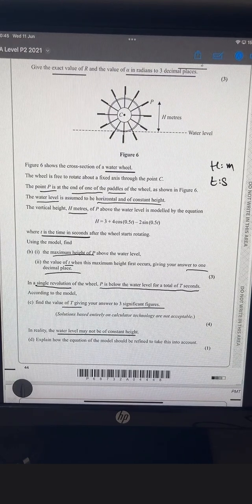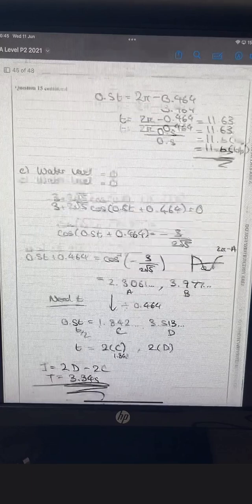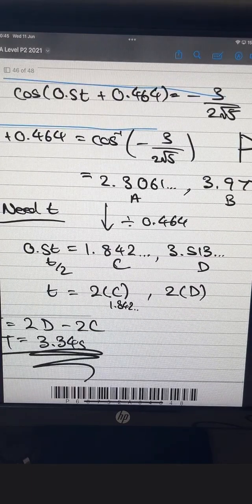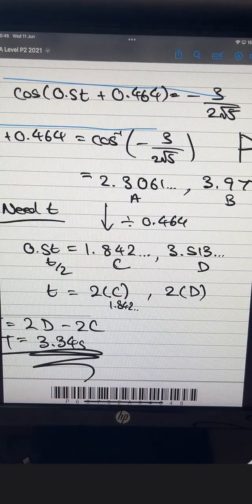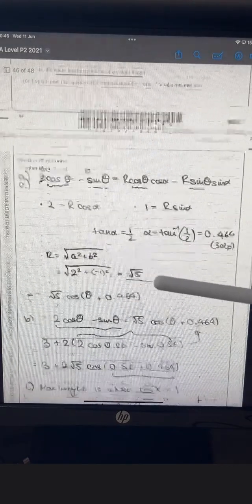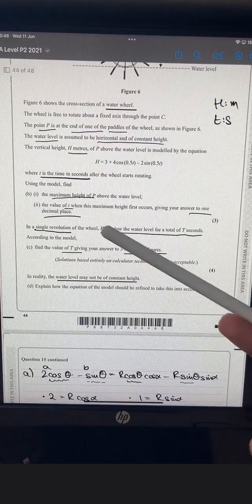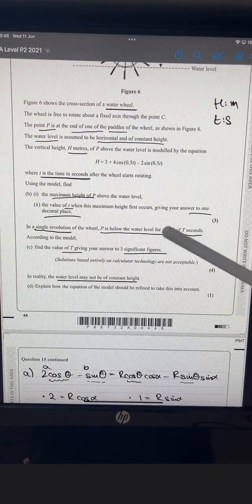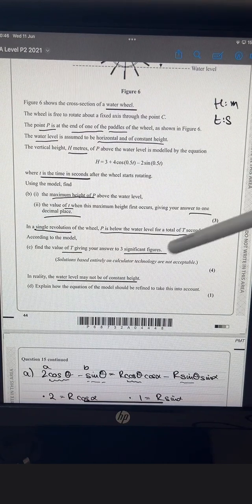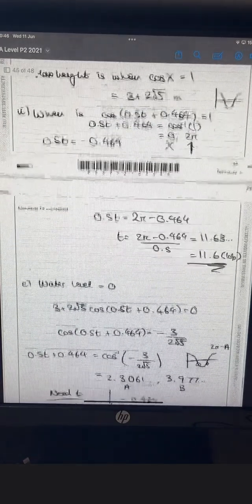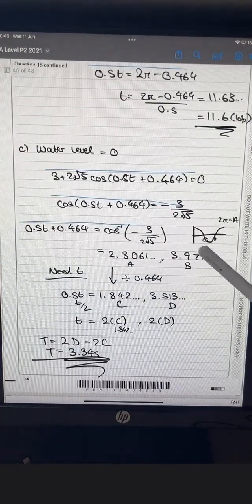It should be D minus C. It's not D minus C because I set my D and C values before I multiplied by 2. So notice, t over 2 is C and D. But why do I have 2 cos values? Because it's told me that in a single revolution, P is below the water level for a total of T seconds. Imagine this water wheel is underneath. It enters at one point and it comes out at another point. That point is where the water level is equal to 0. So that's why I set it equal to 0. I found where it enters and where it exits. So that's why you have 2 cos values.